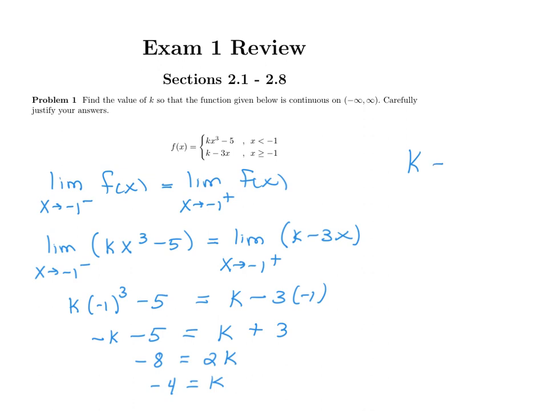So k equaling -4 is the value that is going to make the limit from the left equal the limit from the right. This means the limit at -1 does in fact exist and is actually equal to the function there, and so our function is continuous on the entire real line.